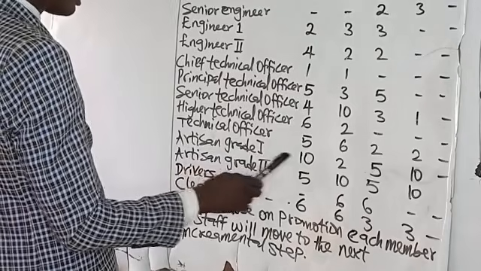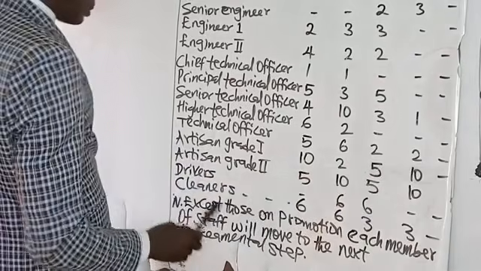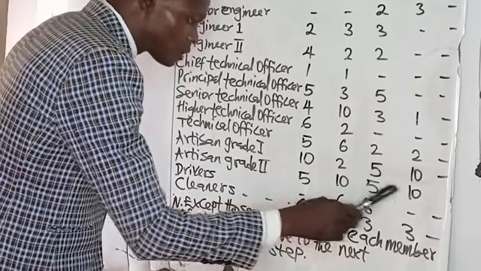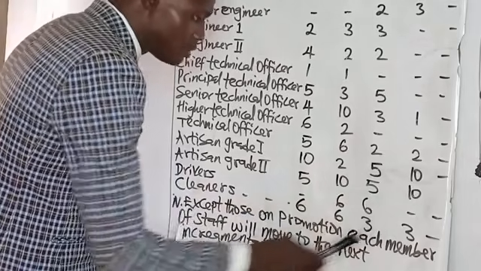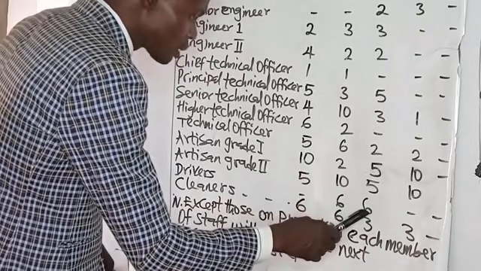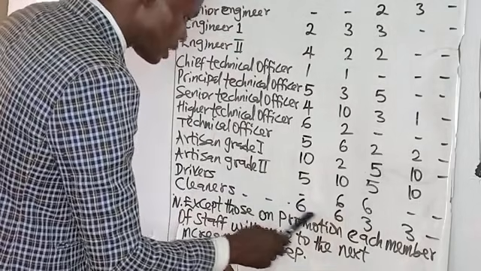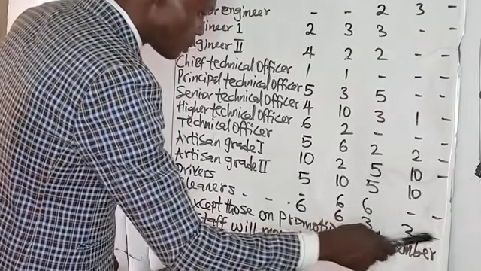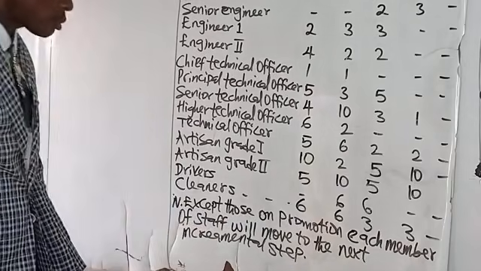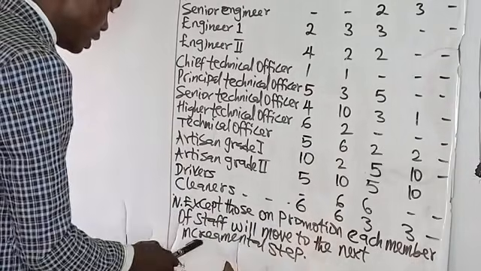Artisan grade 1 step 1 10, step 2 2, step 3 5, step 4 10, step 5 nil. Artisan grade 2 step 1 5, step 2 10, step 3 5, step 4 10 and 5 nil. Drivers step 1 nil, step 2 6, 3 6, 4 and 5 nil. Cleaners step 1 6, step 2 6, step 3 and 4 3 each, step 5 nil. Note 4. Except those on promotions, each member of staff will move to the next incremental step.